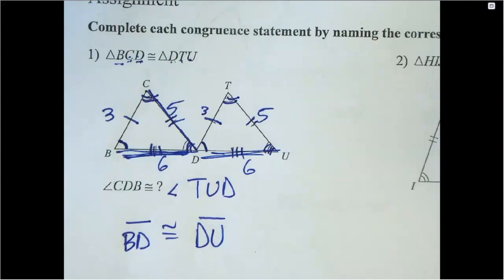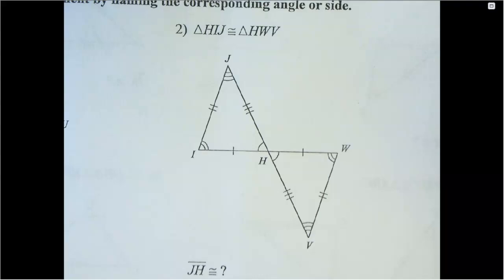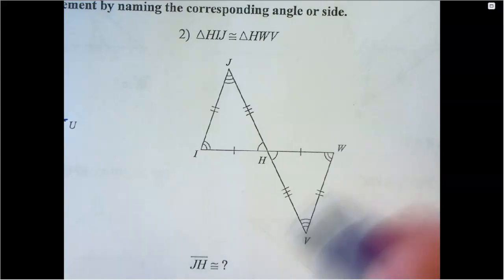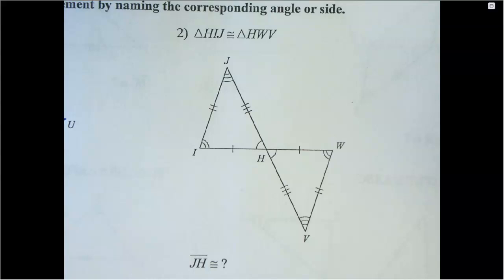Alright, let's do another one. This might seem like, well, where's the math? What am I supposed to do? That's not really math today, it's just naming things. So same idea. They give me these two things. The triangles aren't flipped around, so it's not necessarily easy to look at them and see. That's why we look at the letters.